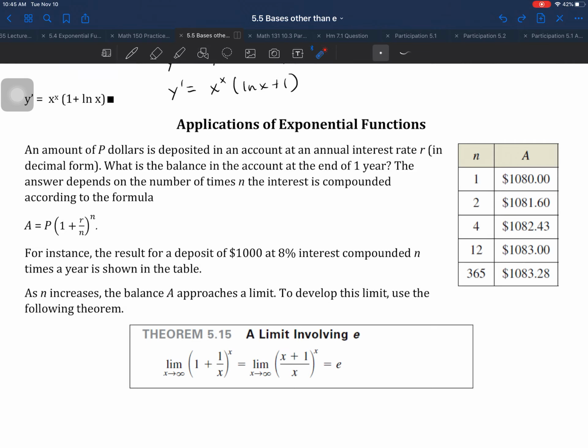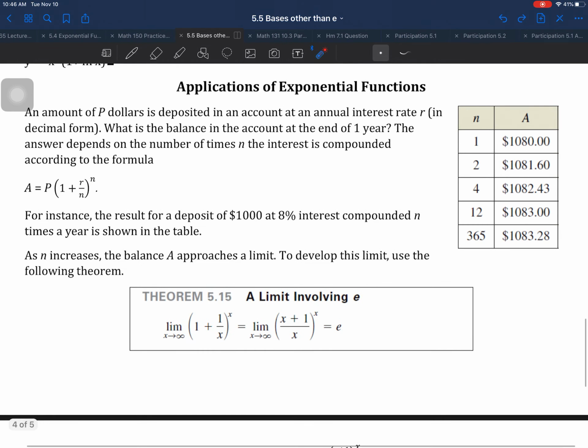What is the balance in the account at the end of 1 year? The answer depends on the number of times the interest is compounded, according to the formula. So this all depends on whether the account is compounded semi-annually, monthly, weekly, daily. And so we already have this formula, right? P times 1 plus r over n to the power of n times t. T would have been here, but since t is 1 year, it's always just going to be 1, right?